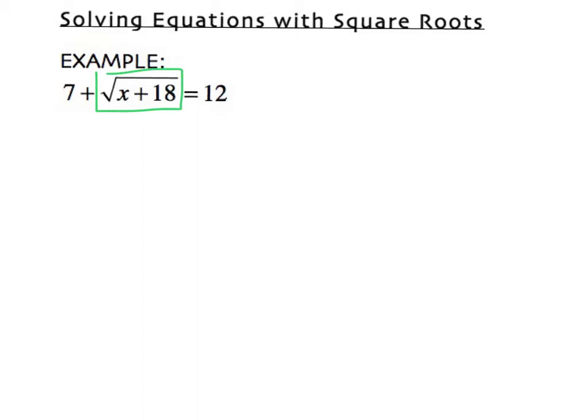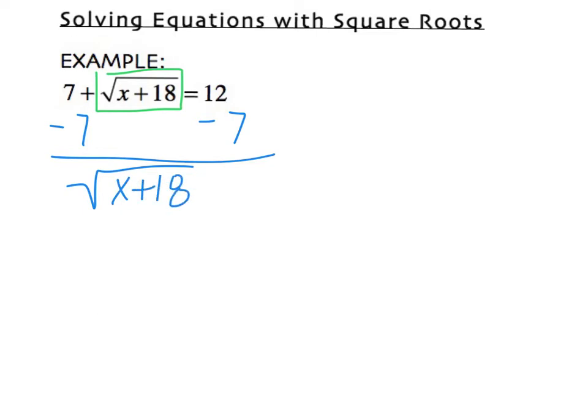So I'm going to look at what's outside of the radical, and over on the left side of the equation, we have the 7 being added. So to undo that, of course, we'll just subtract 7 from both sides. And that leaves us with the square root of x plus 18 equal to 5.